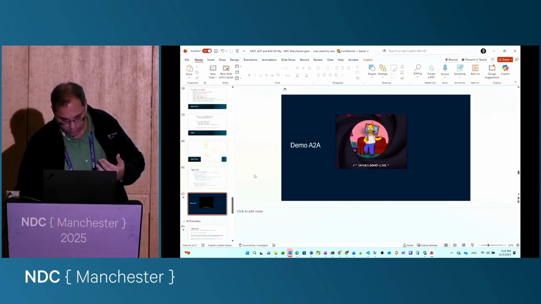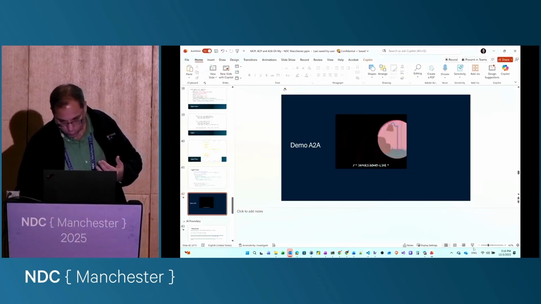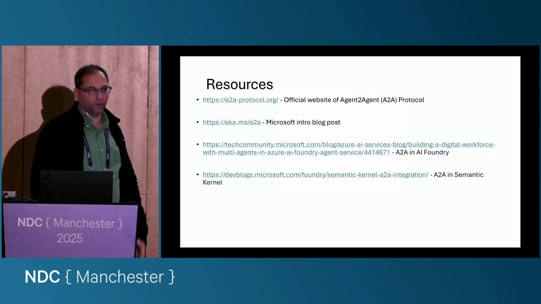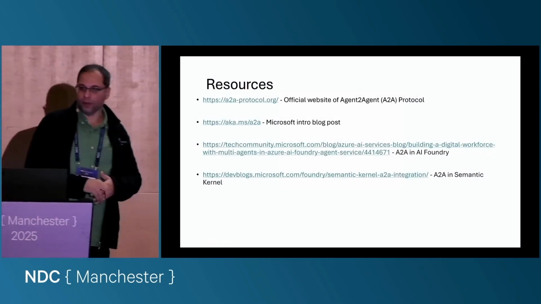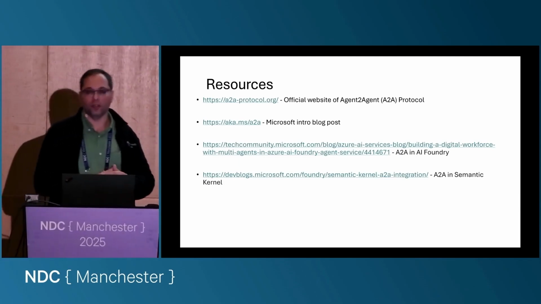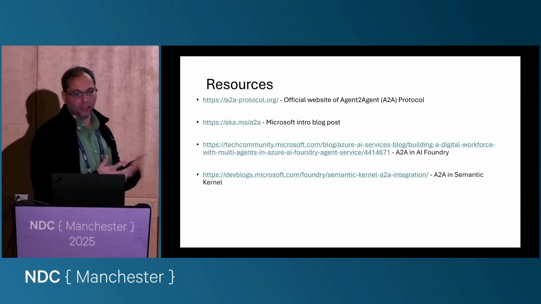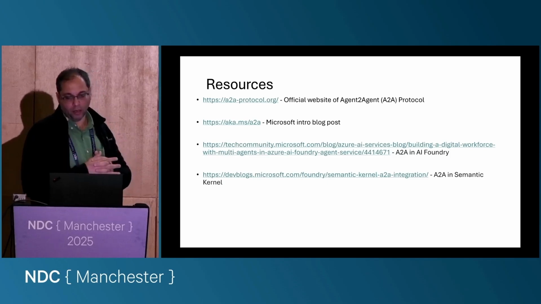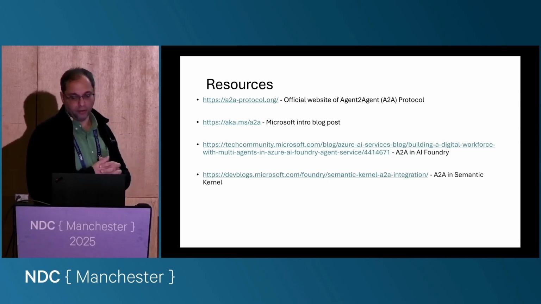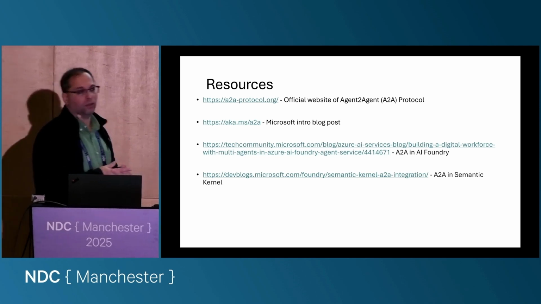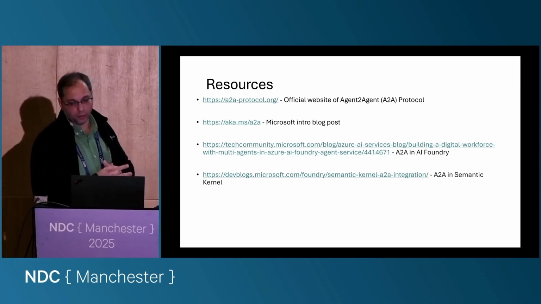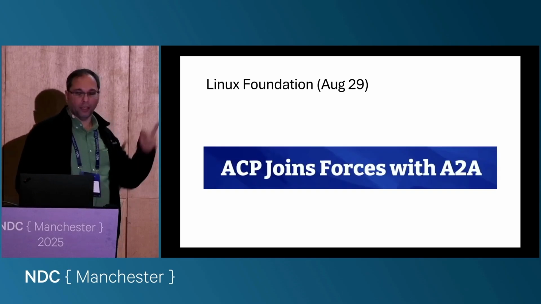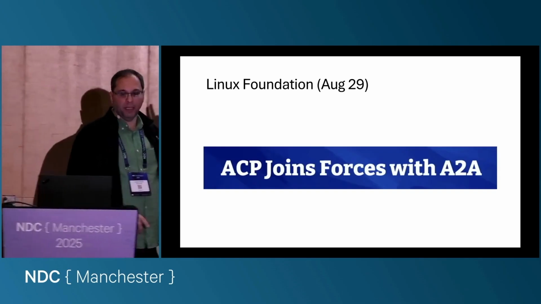So let's talk about the resources. If you go to A2A protocol, that's the official website. There's also the Microsoft intro blog to it, aka.ms/A2A. There's the technical community blog for A2A in AI Cloud Foundry. If you use A2A in Semantic Kernel or Microsoft Agent Framework, those are all basically in there. Those are the resources.